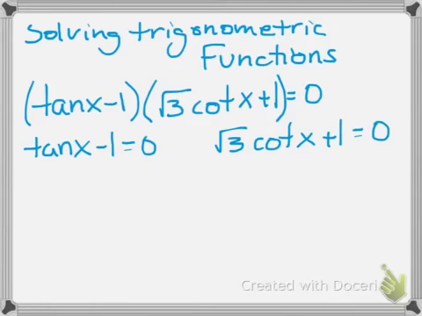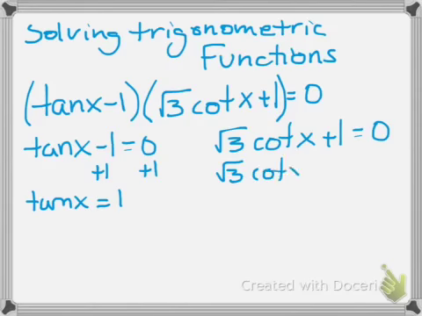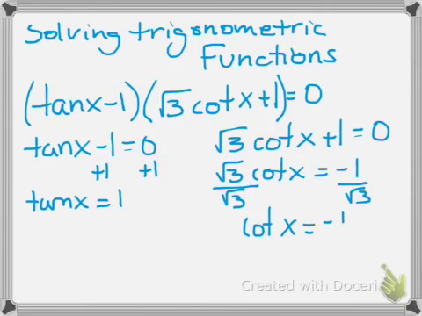So that means you add 1 to both sides. Tangent of x equals 1. Here we're subtracting 1. Get negative 1, divide by the square root of 3. And you have the cotangent x is equal to negative 1 over square root of 3, and if we rationalize the denominator, that would be negative square root of 3 over 3.